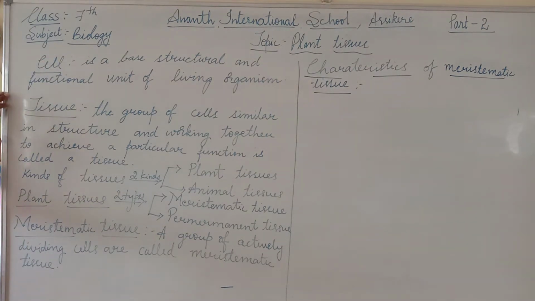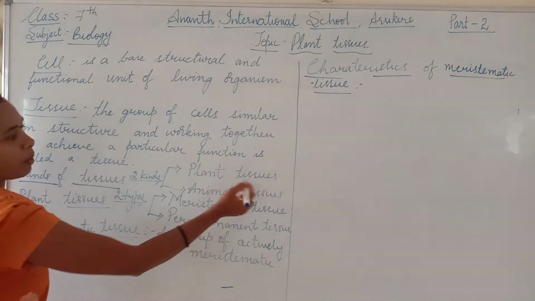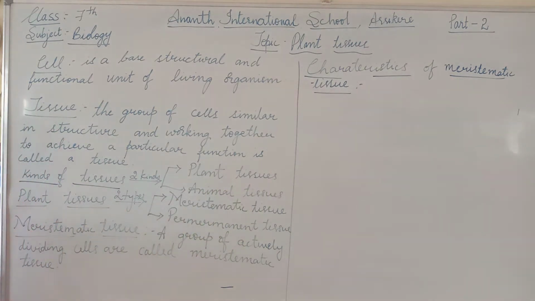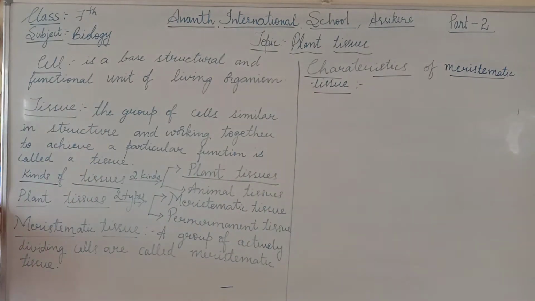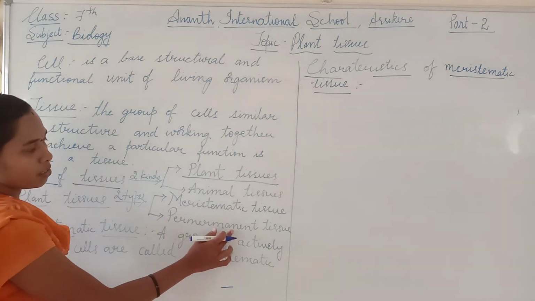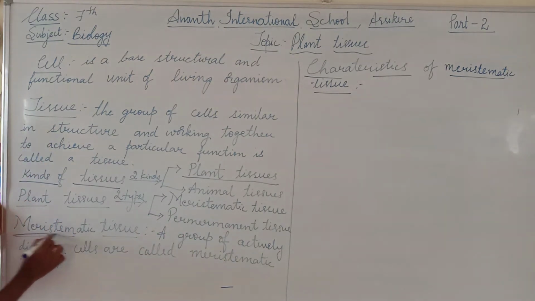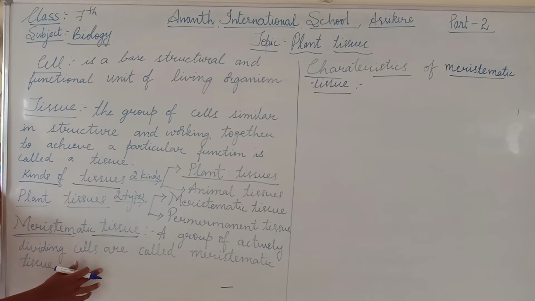Then after learning about the tissue, we have learned the kinds of tissue. There are two kinds of tissue, plant tissue and animal tissue. But our main chapter is about plant tissue. Plant tissue is divided into two types, meristematic tissue and permanent tissue. In the last class, we focused only on the meristematic tissue. Meristematic tissue means a group of actively dividing cells, and we also learned the function of meristematic tissue.